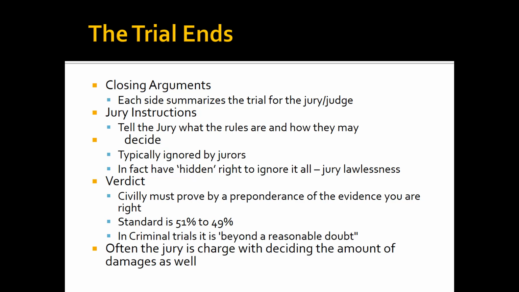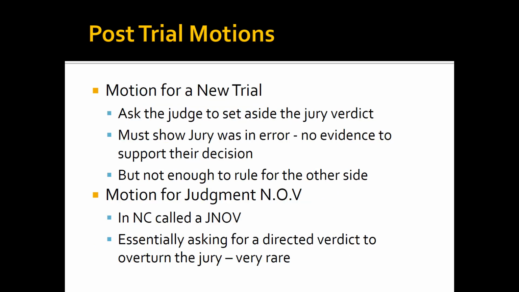They then, in a civil case, have to prove, or it is proved to their satisfaction, by a preponderance of the evidence. And I use the example 51 to 49. That's not technically correct, but it's a way to look at it. Criminal trials are different. You have to prove beyond a reasonable doubt. But in a civil trial, 51 to 49, that yes, by a preponderance of the evidence, it is likely that the plaintiff or the defense was correct. Very often, too, they decide on damages.